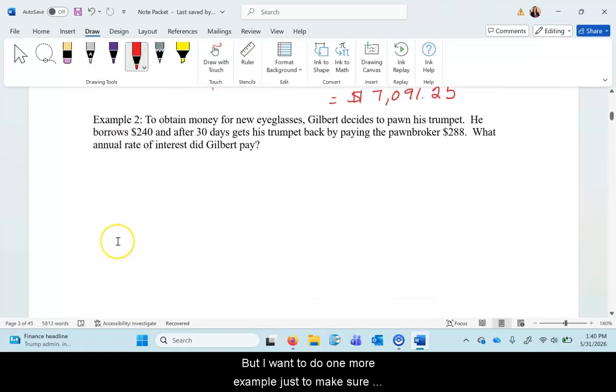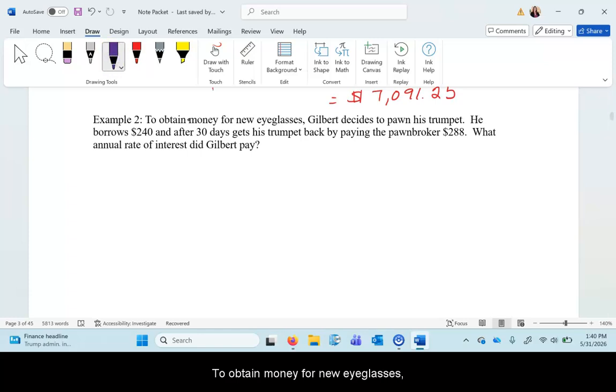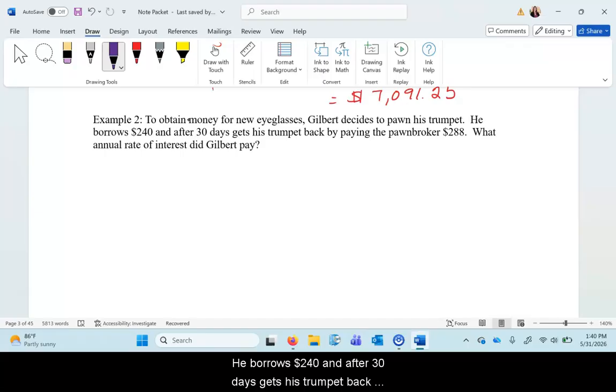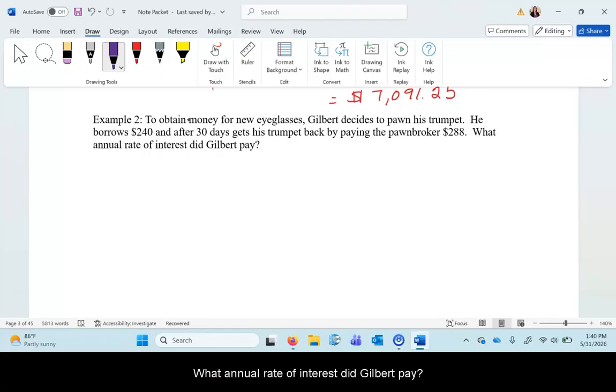one more example just to make sure we're okay here. So here's the next one. To obtain money for new eyeglasses, Gilbert decides to pawn his trumpet. He borrows $240 and after 30 days gets his trumpet back by paying the pawnbroker $288. What annual rate of interest did Gilbert pay? Notice what it's asking here. It's wanting us to find the annual rate, the interest rate, R. That means we don't know what the interest rate is.